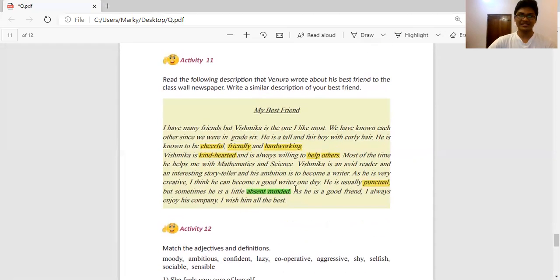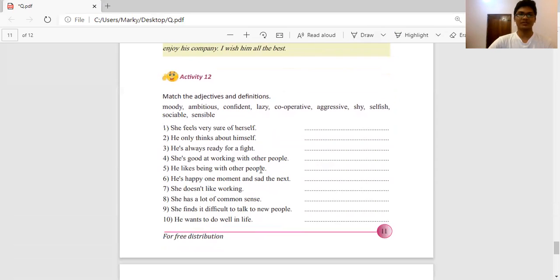Okay, so that is my best friend. So make sure to write a description of your own about your best friend. Okay, and maybe you can even send it to him or her, and make their day. Okay. Activity 12. Match the adjectives and definitions. Okay, so we have the words moody, ambitious, confident, lazy, cooperative, aggressive, shy, selfish, sociable, and sensible.